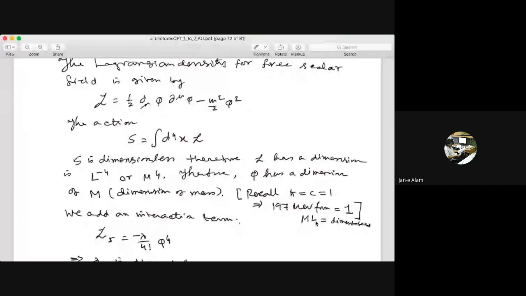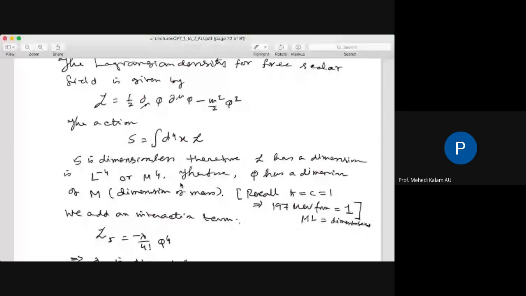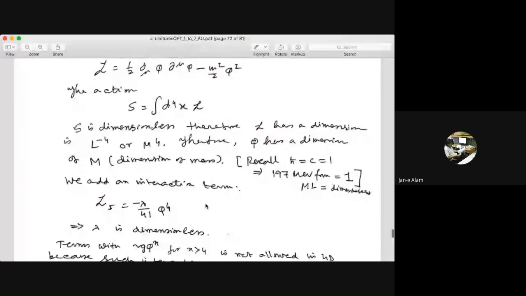Professor Alam, that is okay, but why not n greater than 4? Okay, I'm coming to that. So this Lagrangian density, suppose I take phi to the 4. Phi to the 5, let me take. If I take phi to the 5, and I want this L to have dimension m to the 4, then lambda should have a dimension m to the minus 1, right?